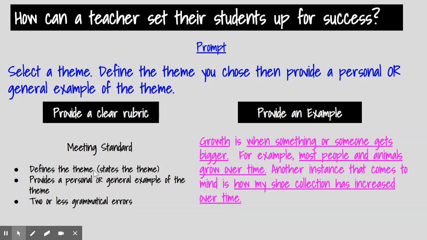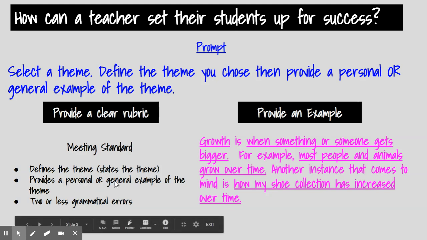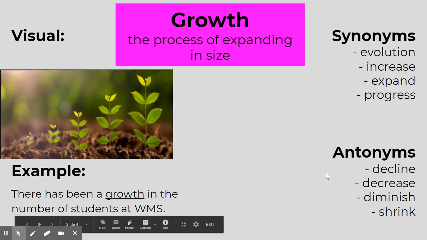I need to define the theme where I clearly state the theme I'm talking about, and I need to provide a personal or general example. So, what does it look like or sound like when that theme is in action? And then my response needs to have 2 or less grammatical errors. Here we have an example. Let's take a look at this example in depth.